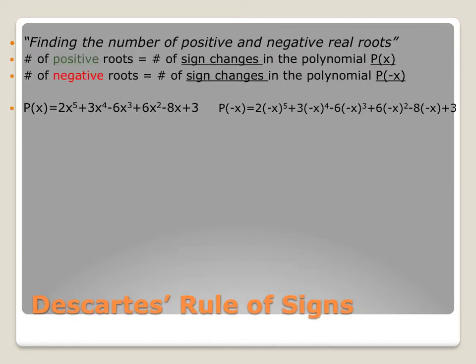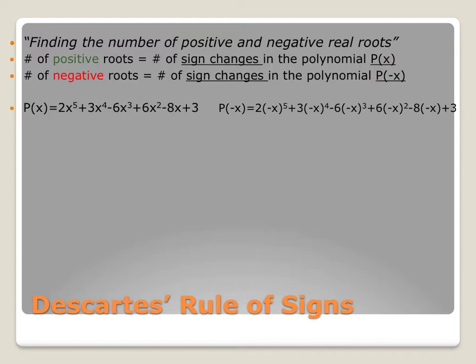Now let's take a look at Descartes' rule of signs. It's about finding the number of positive and negative real roots. The number of positive real roots is the number of sign changes in the polynomial p of x, and the number of negative real roots is the number of sign changes in the polynomial p of negative x. We designate our sign changes by marking either yes if it does change or no if it doesn't.